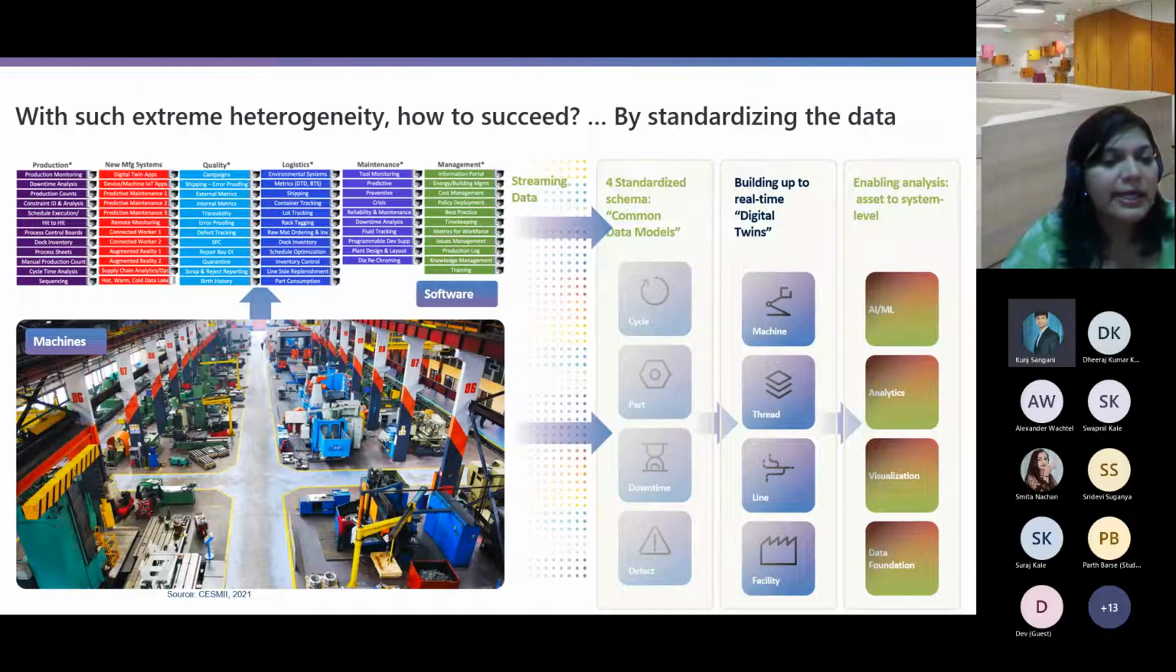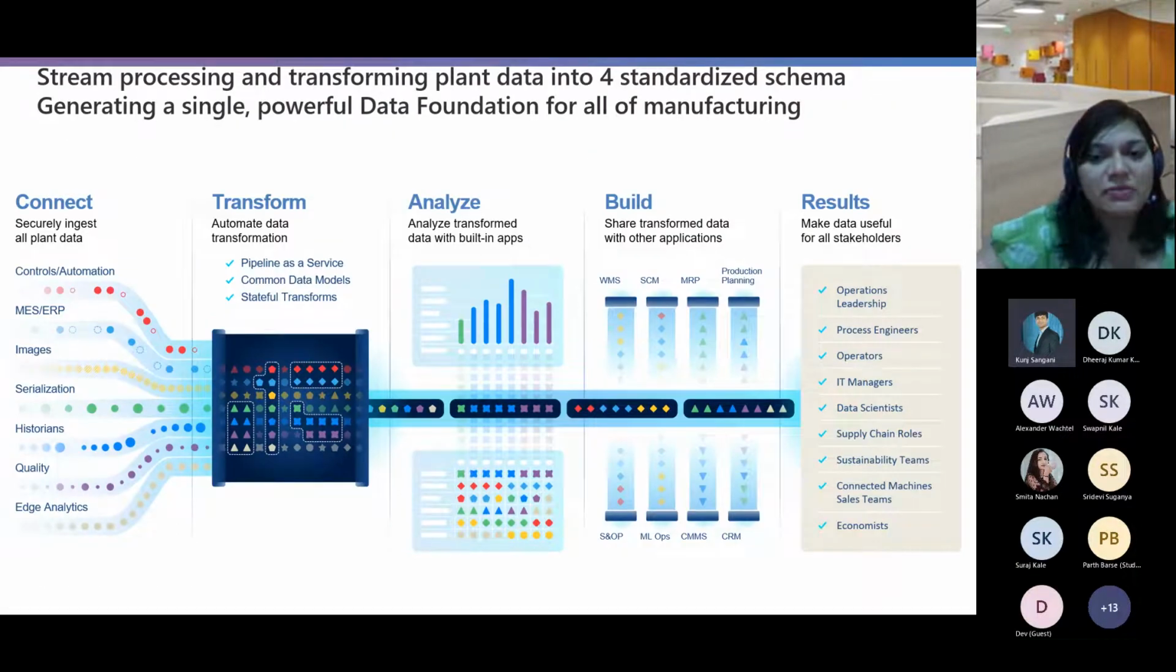There could be real-time data, your legacy systems streaming data, IoT sensors installed on the machines streaming real-time data, vision data, RFID scanners, GPS, whatever data you have, stream it. We will standardize it, build a real-time digital twin, and then enable analytics. We will standardize the data for you and do the analytics, and this is where digital twin comes into the picture. So you have connect, transform, analyze, build, and we will share the results. Results could be in the form of dashboards, alerts, or some intelligence.